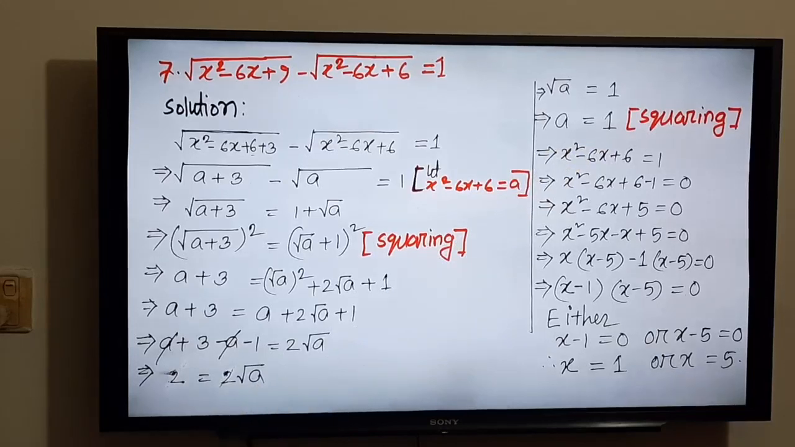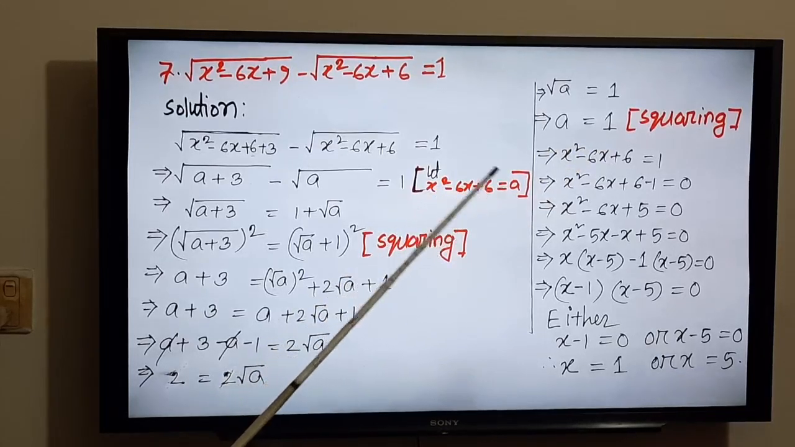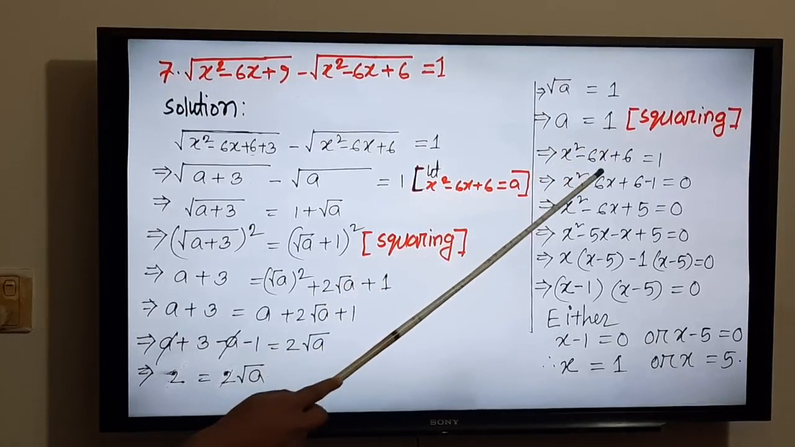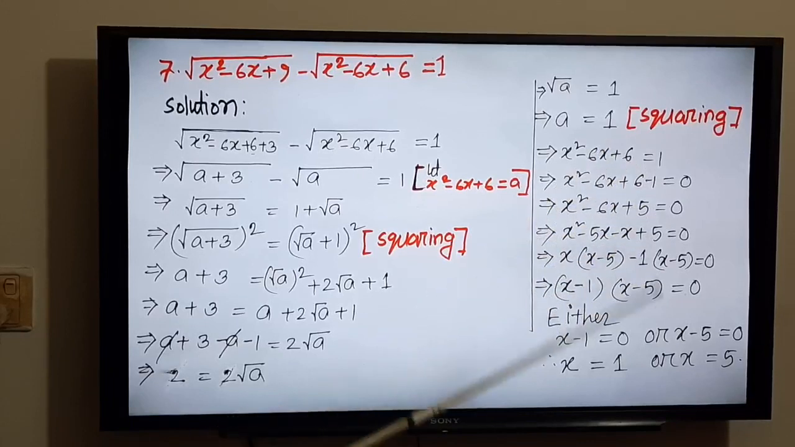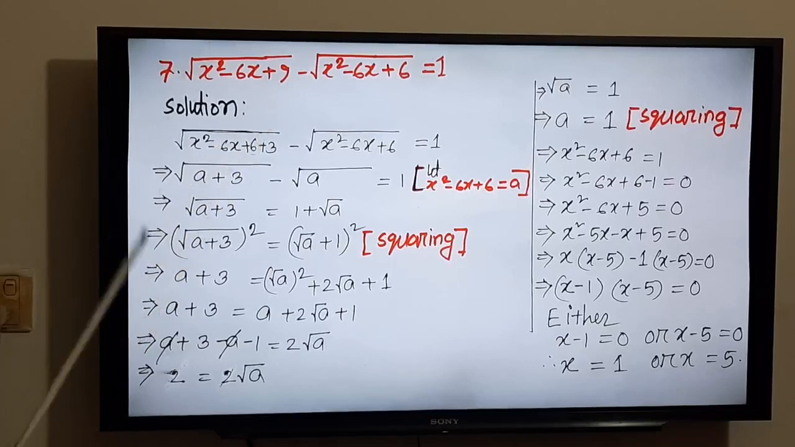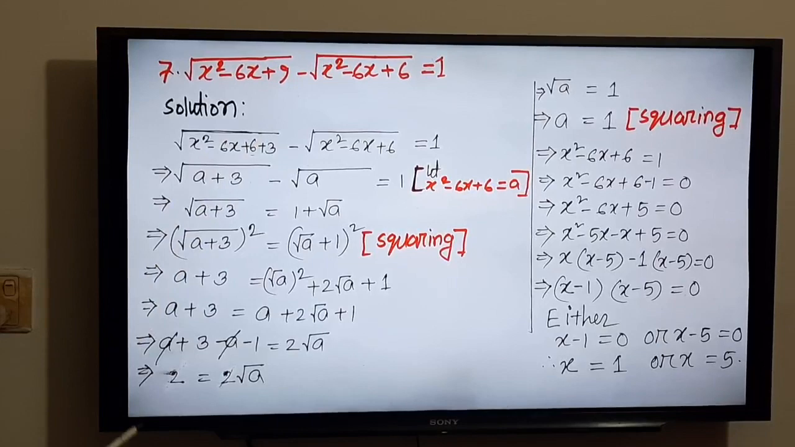What is a? This is our question. a is x square minus 6x plus 6, and we replace this term. After factorizing the middle term, it is easy to say x is equal to 1 and x is equal to 5. Already we have got the possible solutions of this equation. Then we need verification. It is easy.